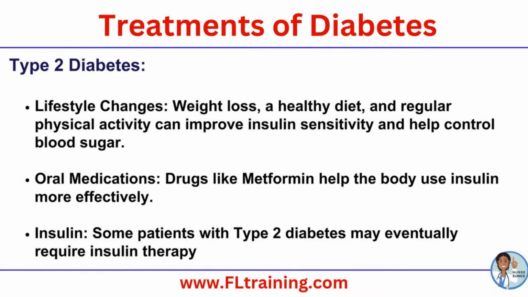Type 2 diabetes. Lifestyle changes. Weight loss, a healthy diet, and regular physical activity can improve insulin sensitivity and help control blood sugar. Oral medication. Drugs like metformin help the body use insulin more effectively. Insulin. Some patients with type 2 diabetes may eventually require insulin therapy.